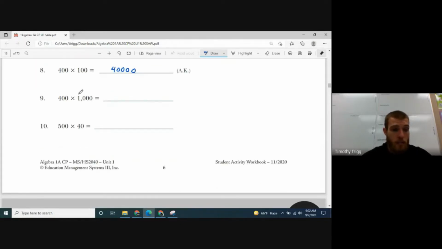Here, 400 times 1,000. 4 times 1 is 4. So I'm multiplying that front number, right? And then I'm adding however many zeros are at the end here. So 2, 3, 4, 5 zeros. However many zeros are here, that's what we're going to add to the end of that.